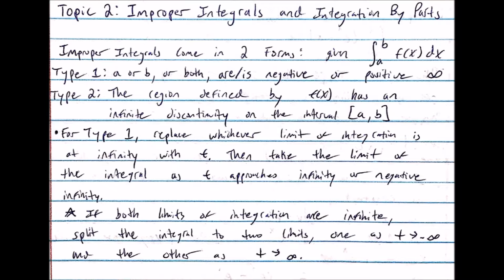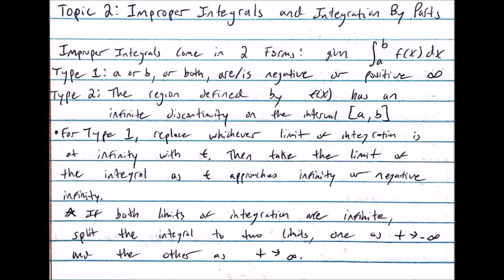So improper integrals come in two different forms. So given the integral of a to b of f of x dx, type 1 could be when either a or b or both are negative or positive infinity. So that means the limits of integration are infinity, and therefore it is an improper integral. Type 2 would be when the region defined by the function f of x has an infinite discontinuity on the interval a to b. So we'll see an example of that.